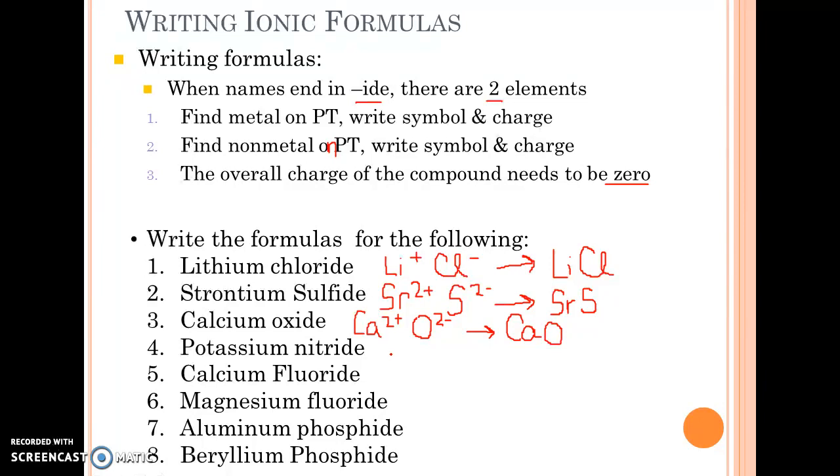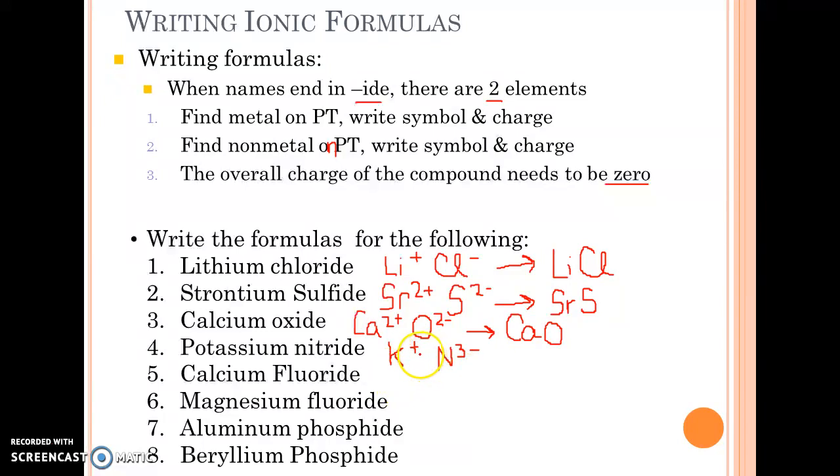Alright, let's look at potassium nitride. I'm going to find potassium on the periodic table. Potassium's letter is K. It has a +1 charge. And I have nitrogen. Nitrogen is in group 15, so it has a -3 charge. These charges do not equal 0. So I need to make them equal 0. And the only way to do that is to add atoms.